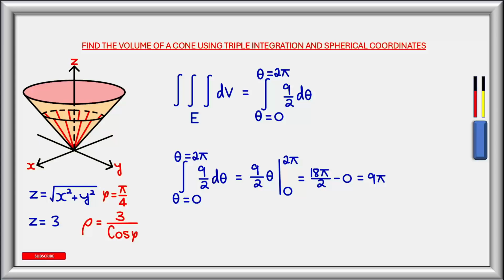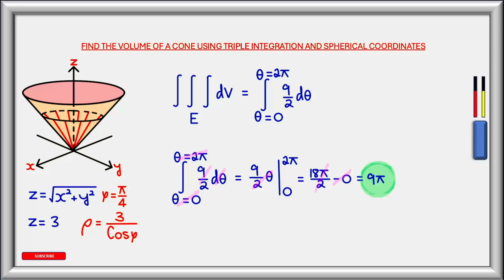For the outer integral, we want to integrate from theta equals 0 to theta equals 2 pi, 9 over 2 d theta. Using the power rule, this equates to 9 over 2 theta, and plugging in the limits of integration, we have 18 pi by 2 minus 0, and this gives us the volume of our cone, which is 9 pi cubic units.